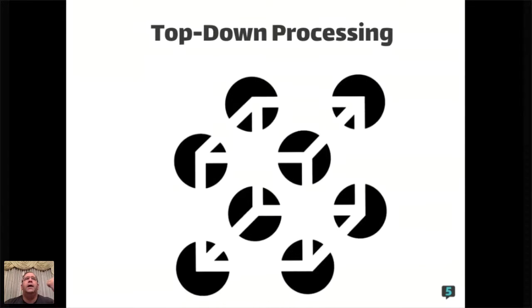elements that make that particular picture, as it were. So you're kind of starting with the whole image and you break it down to the individual elements. That's what we talk about with top-down processing.